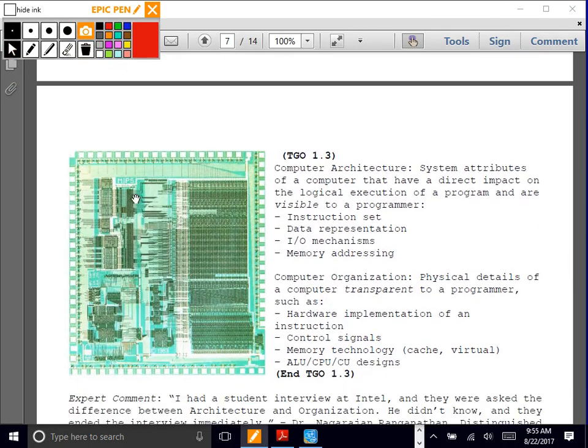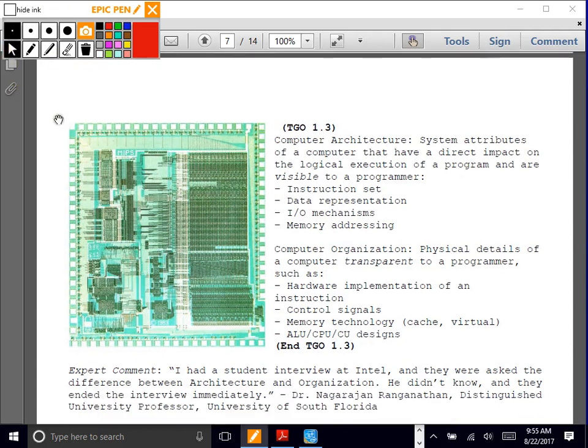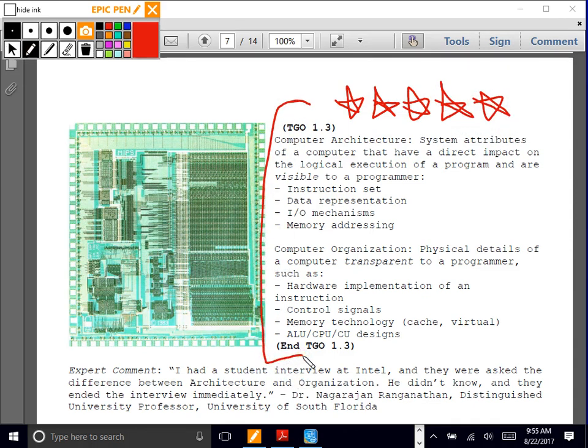So TGO 1.3. I can tell you right now that the first question on your exam will be: define and differentiate between computer architecture and computer organization and give at least 3 examples of each. That will be the first question on your exam.